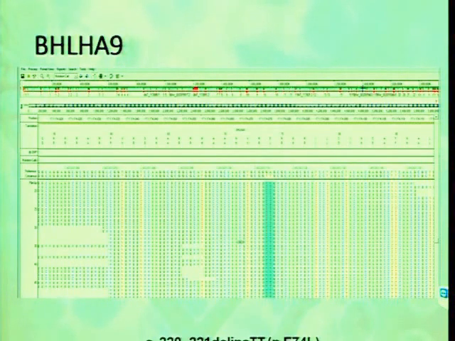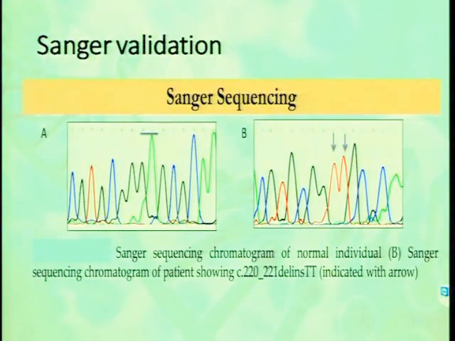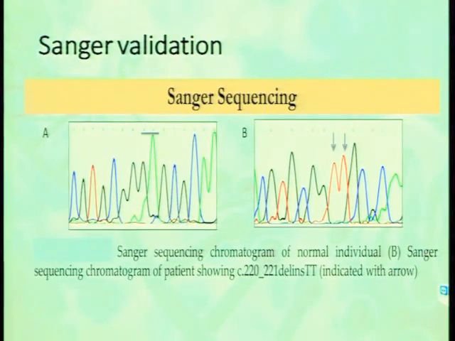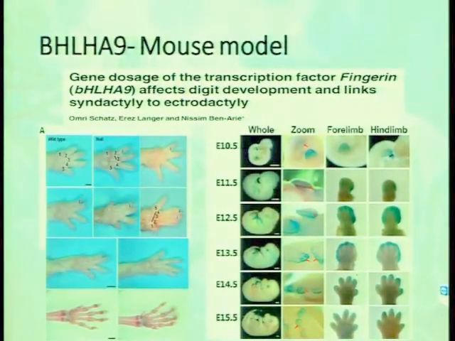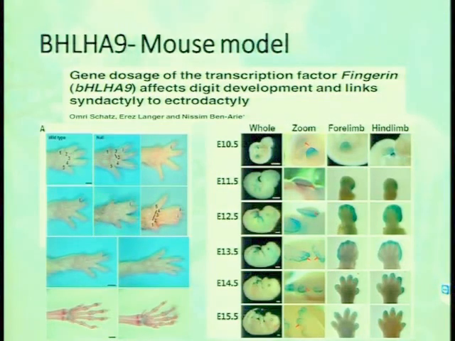Now finding this mutation doesn't mean that it is disease causing, because till that time it was not known what this gene does. So we went ahead and did Sanger confirmation. You can see this is GA in the normal and it is TT in the patient. So it was confirmed by Sanger sequencing what we got in exome sequencing. But then we did not know what it does. So we looked at the mouse model, and what we found was that this gene is expressed only in the hands and legs of the mouse, and in the mouse you can see something similar to what happens in humans. So it gave us more confidence that this is really the gene causing the particular phenotype.